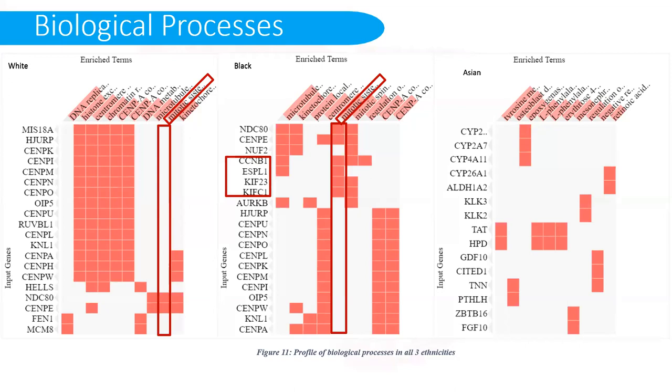Now, in literature, the CCNB1 and KIFC1 genes have been implicated in worse breast cancer outcomes. KIFC1 in particular has made headlines as a promising therapeutic target for triple negative cancer. And this is due to its role in centrosome clustering in cancer cells. So typically, centrosome amplification tends to contribute to aneuploidy, and this is correlated with higher tumor grade and poor patient prognosis.